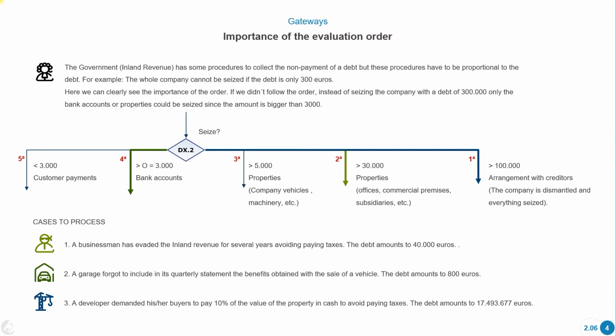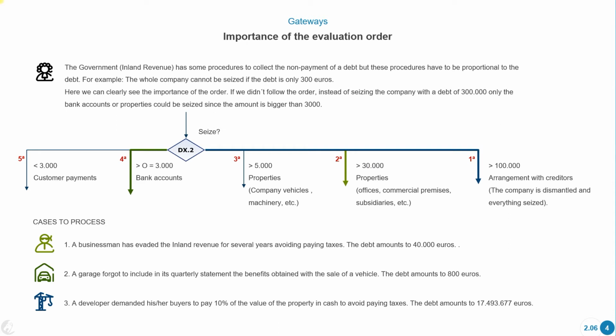In the first example, a businessman has evaded the revenue for several years, avoiding paying taxes. The debt amounts to 40,000 euros. This will meet the second condition, which is that it's bigger than 30,000, because it's 40,000. So the company's properties will be seized.